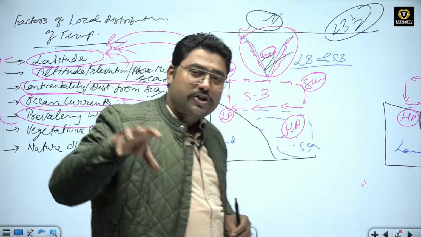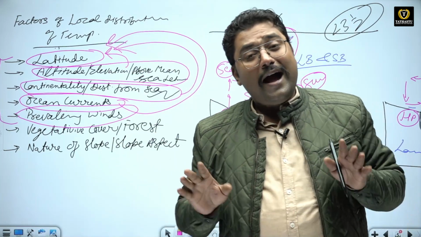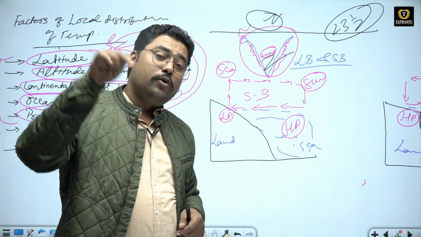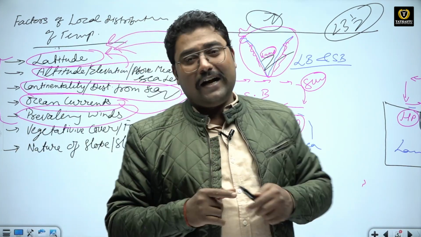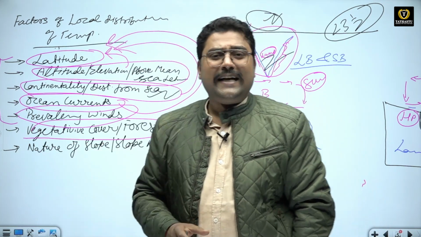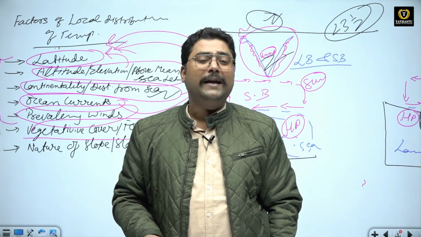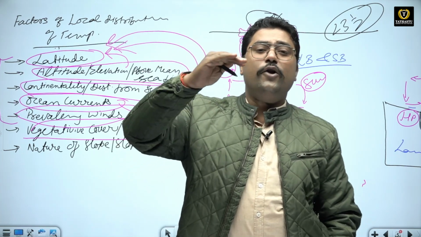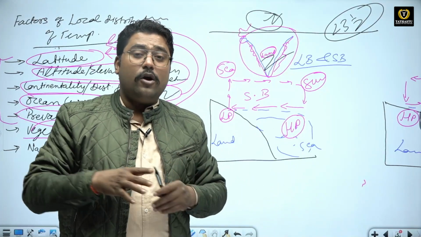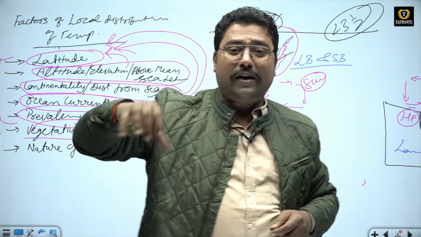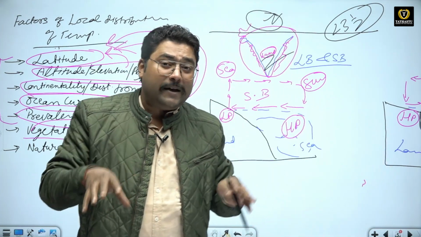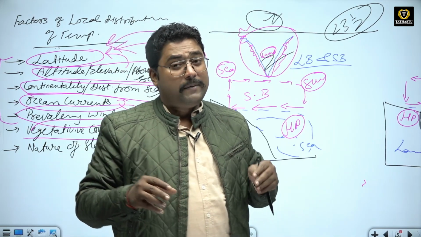But first, understand the circulation. So you understood how the prevailing winds are also going to affect the temperature of any place, instead of it being located in lower or higher latitudes. Then, if we talk about the vegetative cover, vegetative cover means the forest, and forest means shade. So the places which are having forest, the temperature of those places will be very less. But the places which are not having forest cover, the temperature will be high.